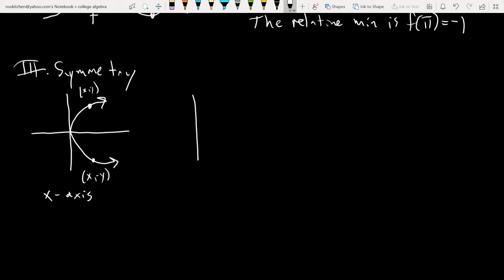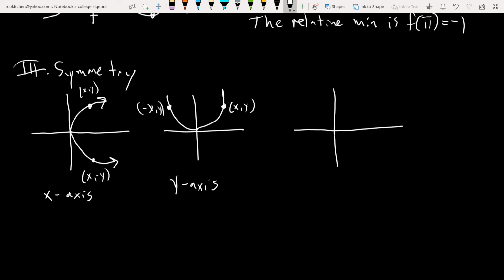Then, of course, we'll have y-axis symmetry if, when you have the point (x, y) on the graph, you also have the point (negative x, y). And that'll be y-axis symmetry. And then origin symmetry: if you have the point (x, y) on the graph, you'll also have the point (negative x, negative y) on the graph. So that would be your origin symmetry.